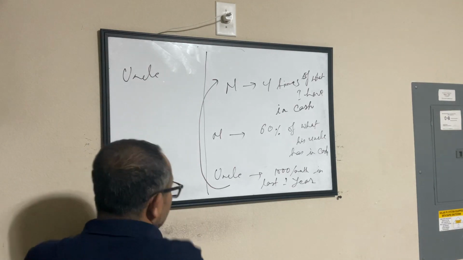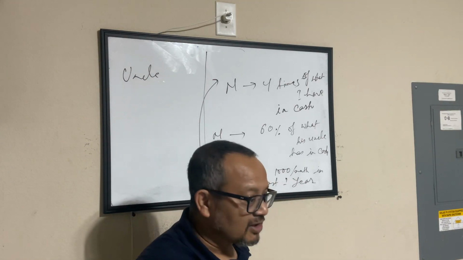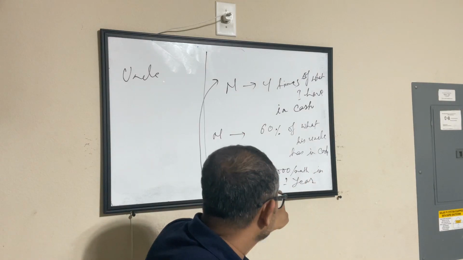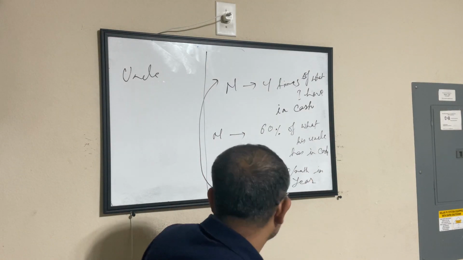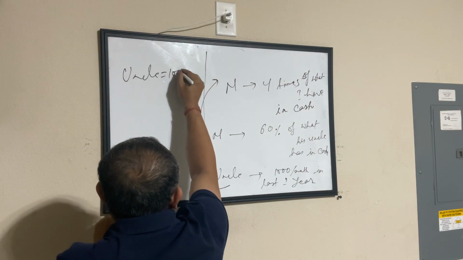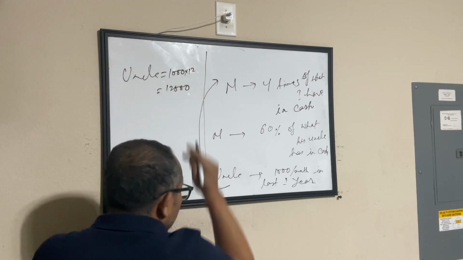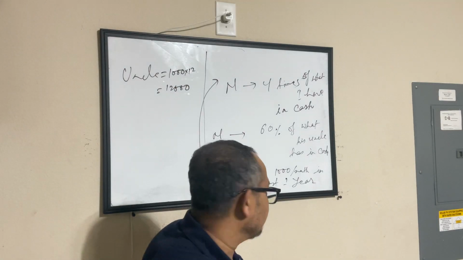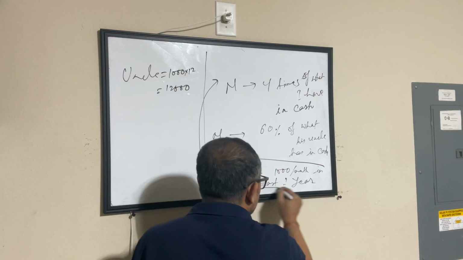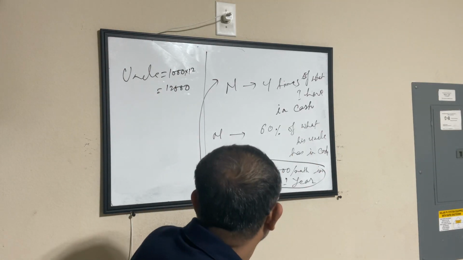Uncle has been saving $1,000 per month for the last 12 months, in 1 year. So basically uncle has 1,000 into 12, which is 12,000. Okay, so one thing is decoded. Now uncle has $12,000. That is a known secret.